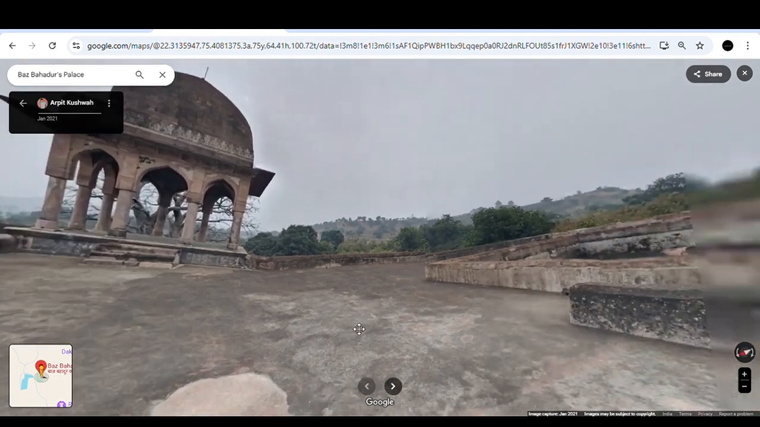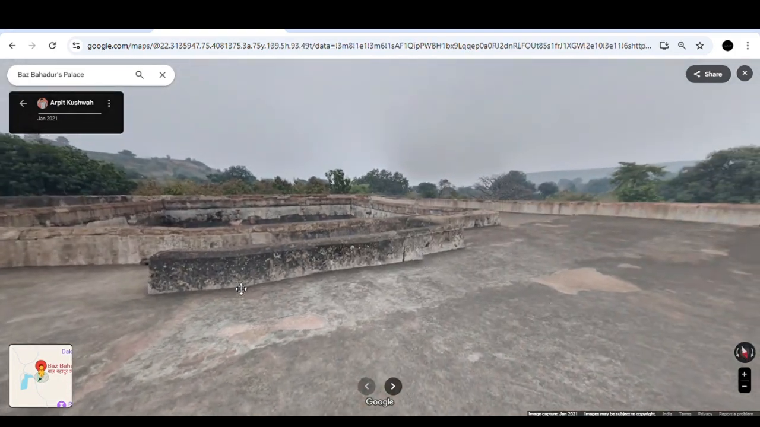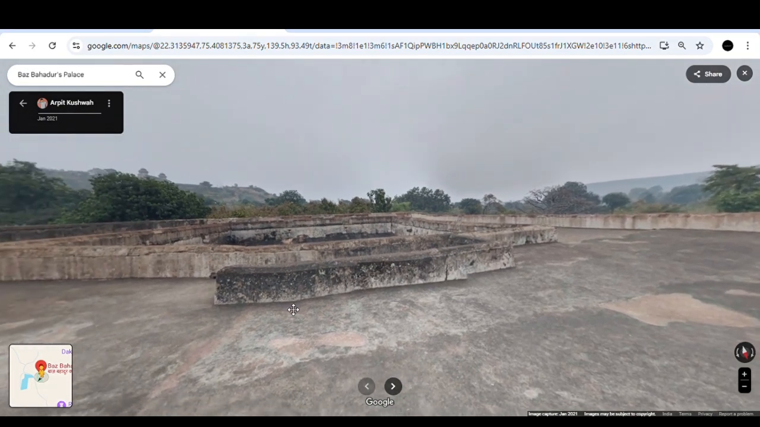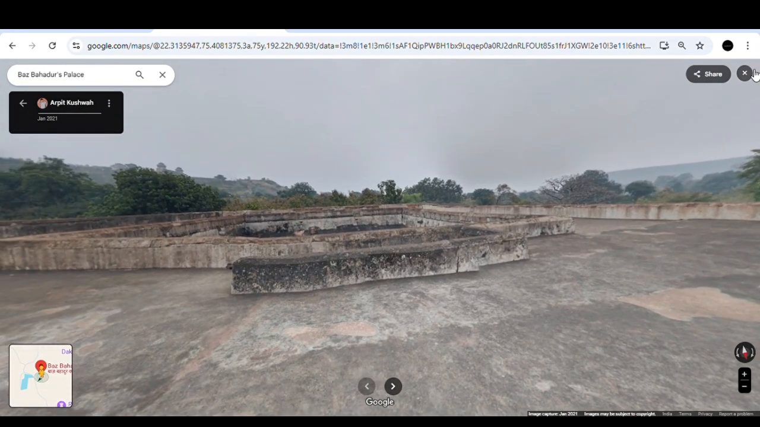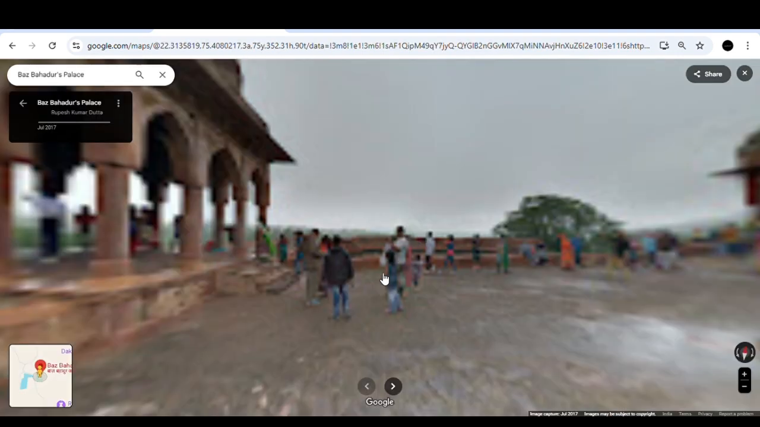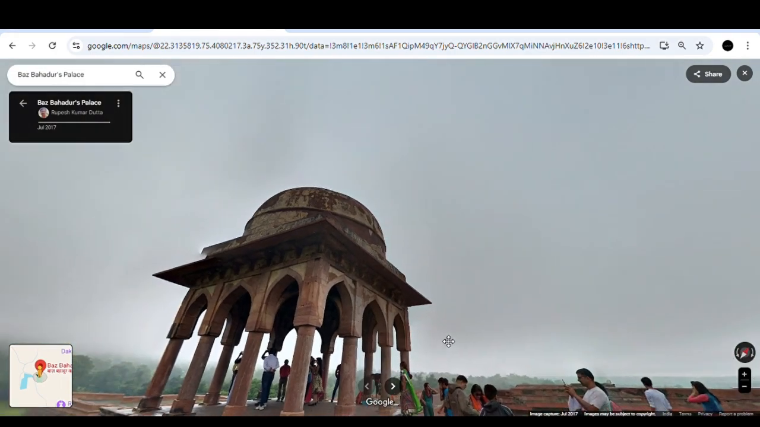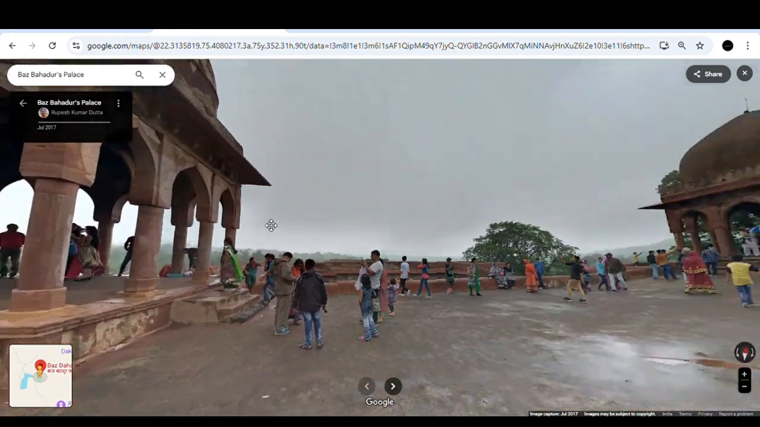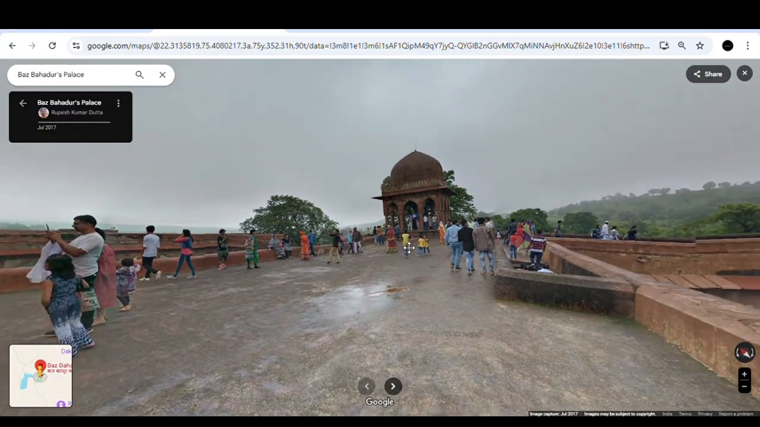The palace was designed to not just impress but also to provide a luxurious living space for Sultan Baz Bahadur and his court. The airiness of the structure, with its open spaces and beautiful courtyards, is a testament to the advanced engineering skills of that era.